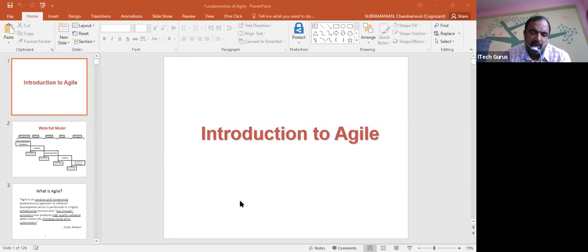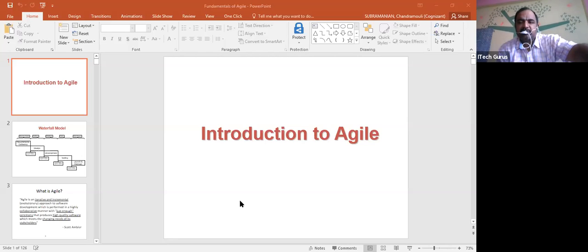Okay, somebody told Agile is a system. Please understand, Agile is not a system. So what is a system? When will you call something a system? First, we should define what is a system before we even call Agile a system. So please understand, Agile is not a system.